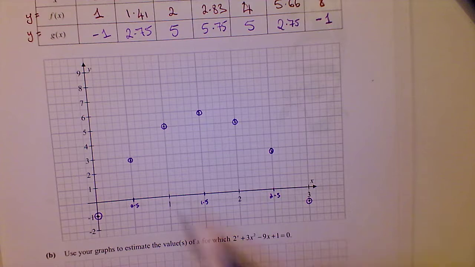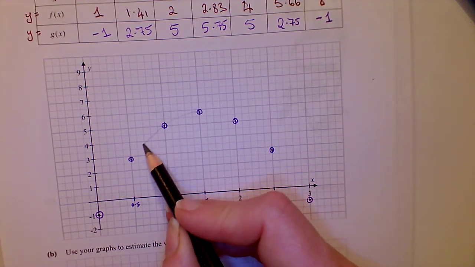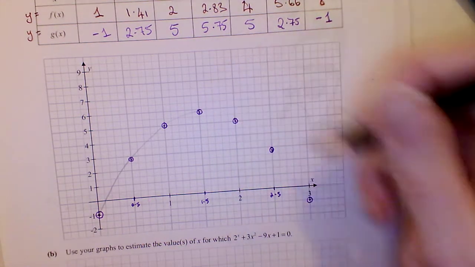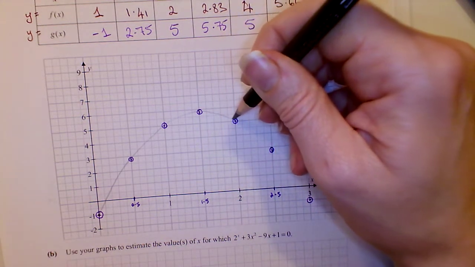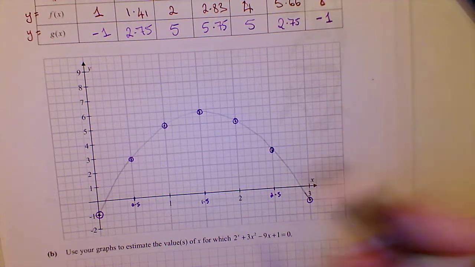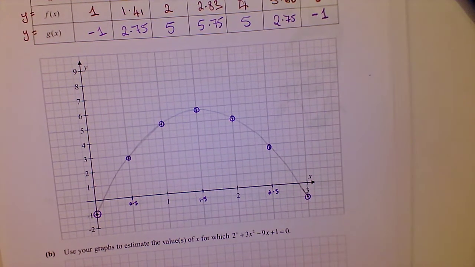So we want to have a smooth curve here. The important thing is that you wouldn't use a ruler. We know what shape a quadratic should have, our N shape here. So there we go.